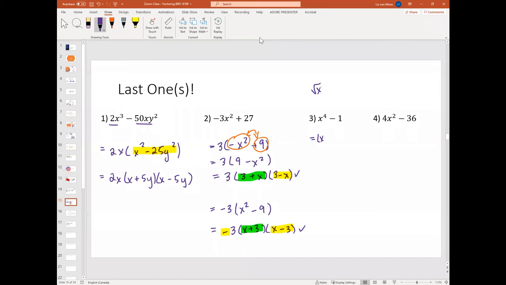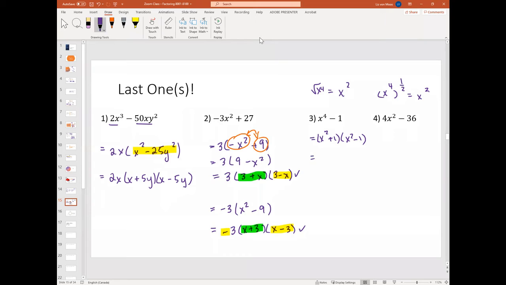The square root of x to the power of 4 is x squared. Because it's x to the power of 4 to the power of a half, which is x to the power of 2. However you think about it, the square root of x to the power of 4 is x squared. So we get x squared plus 1 and x squared minus 1. Are we done? You should always ask yourself. Not yet. Sometimes the answer is yes, and sometimes like this one, the answer is no.